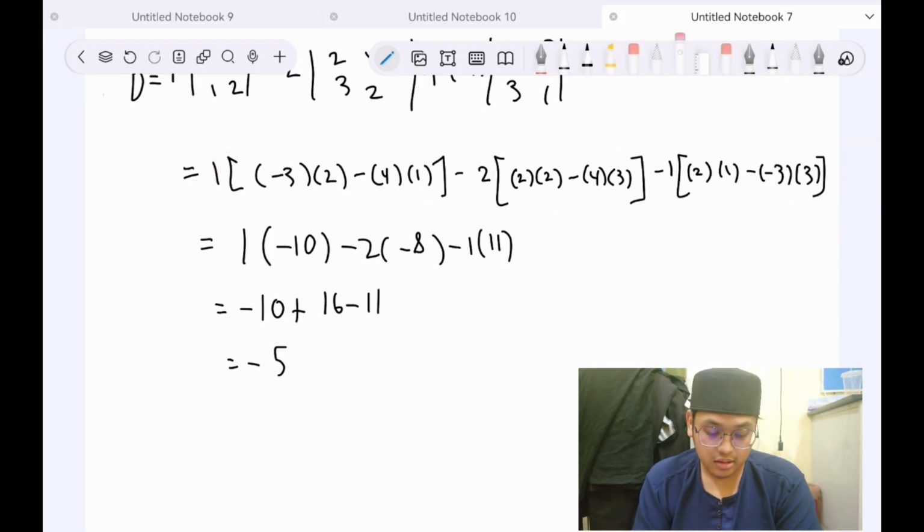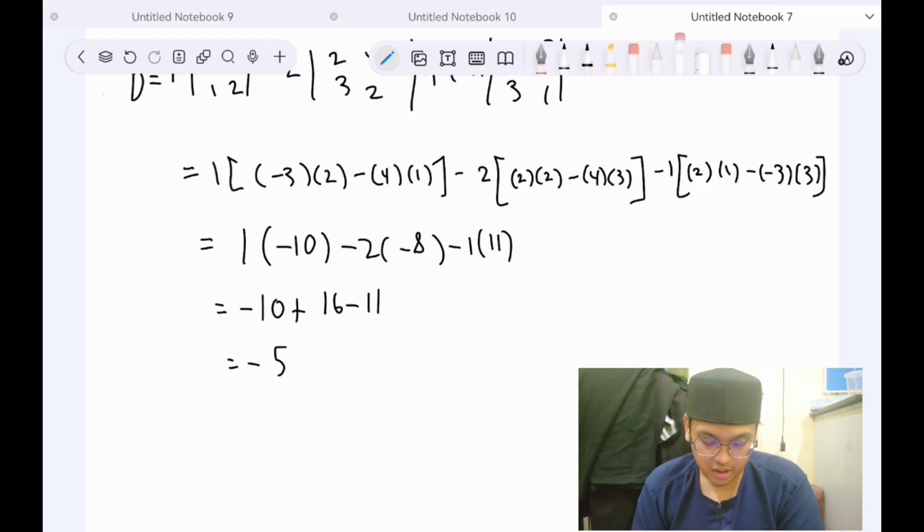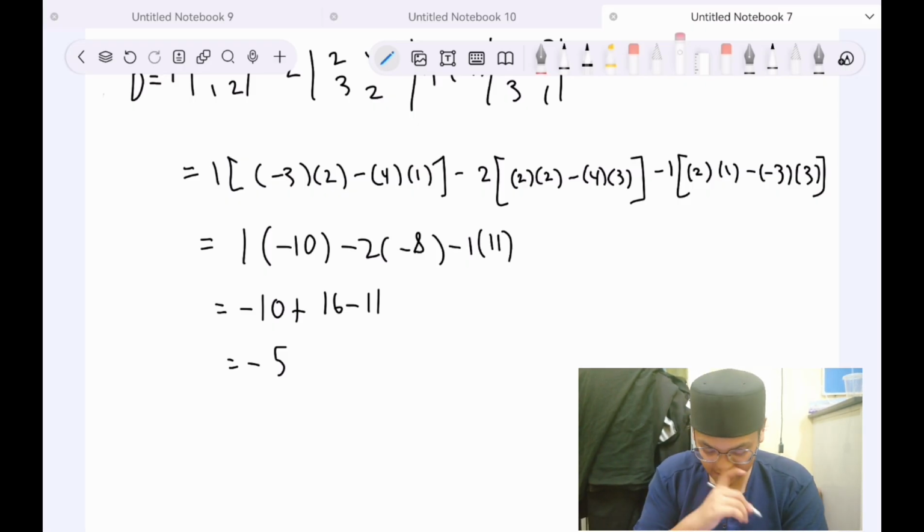So we calculate the determinants first. We got -3 times 2 minus 4 times 1, which gives -10, and then we multiply 2 times 2 minus 4 times 3, which gives -8, and lastly 2 times 1 minus -3 times 3, which gives 11.